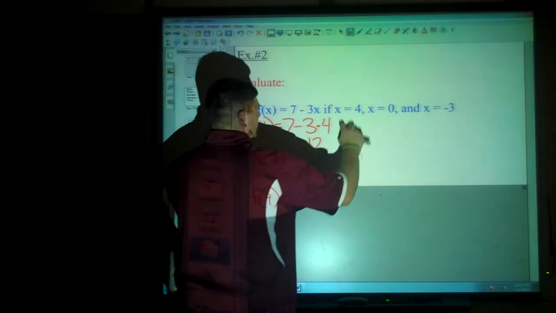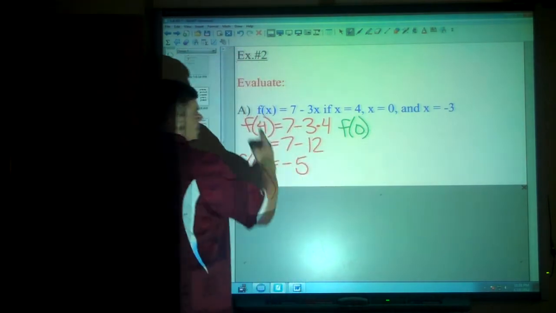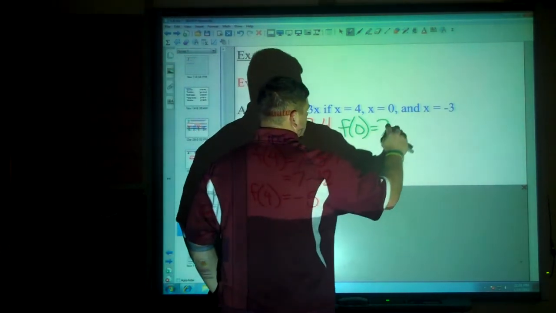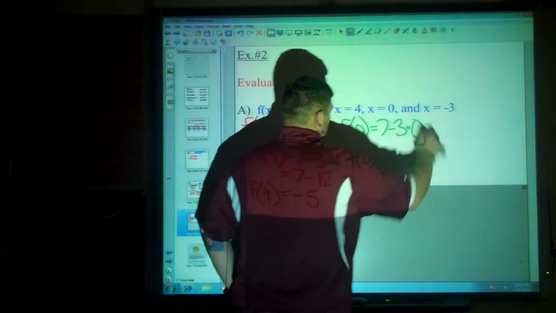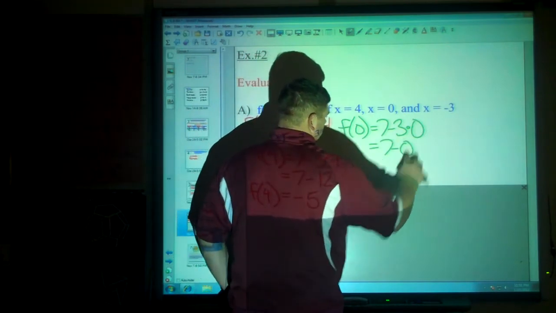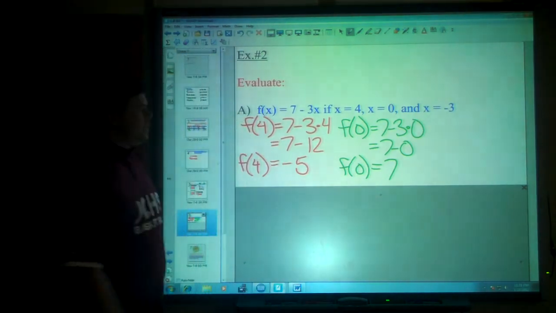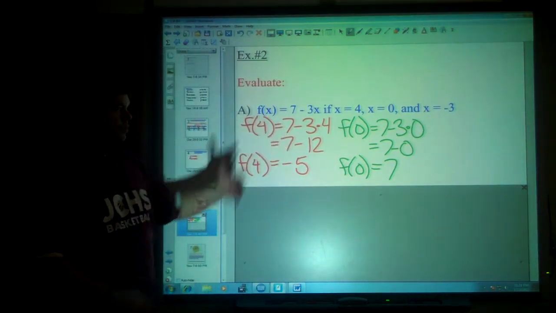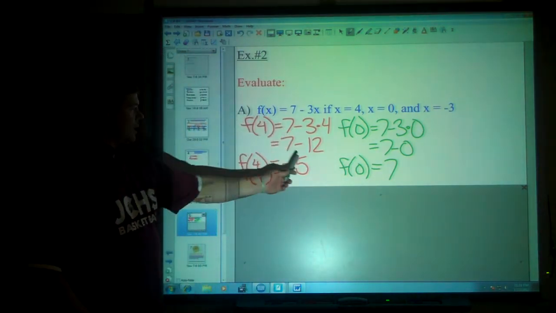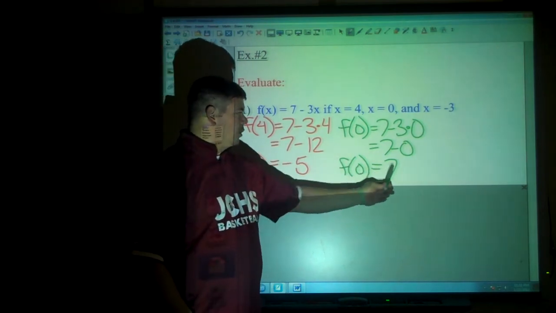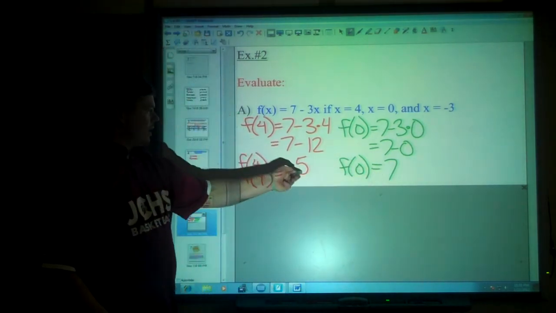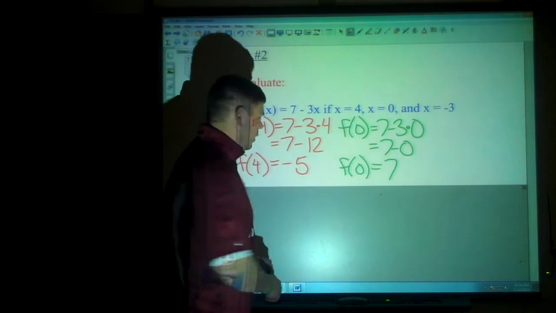Okay, next the rule is applied to 0. So it's the same rule. 7 minus 3 times 0. 7 minus 0. So when we apply the rule to 0, we get 7. So that's what we would get. We apply the rule to 4, we get -5. We apply the rule to 0, we get 7. We plug a number in, we get a number out.